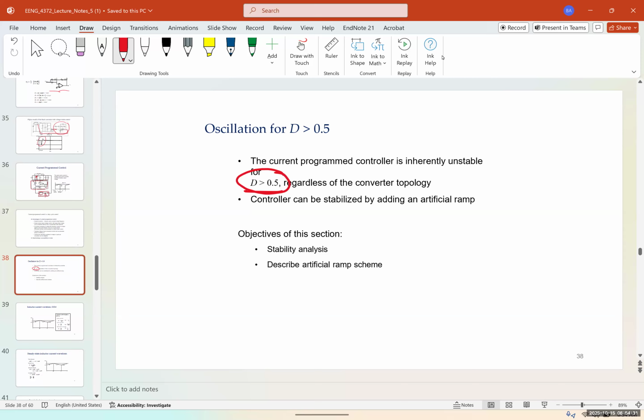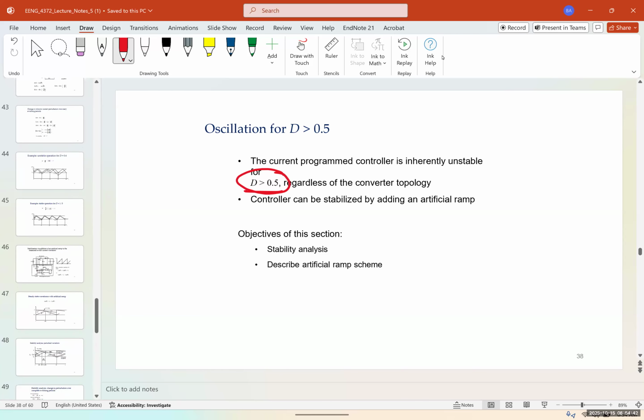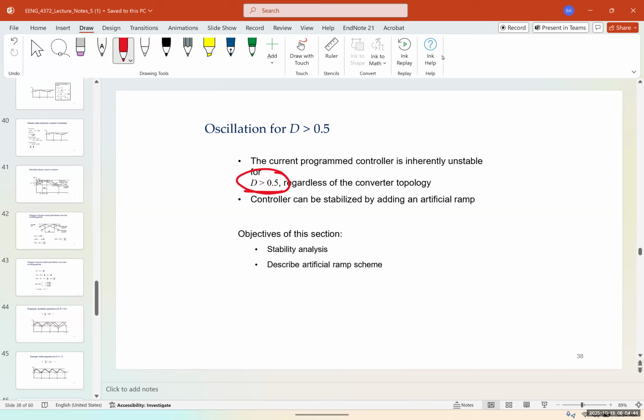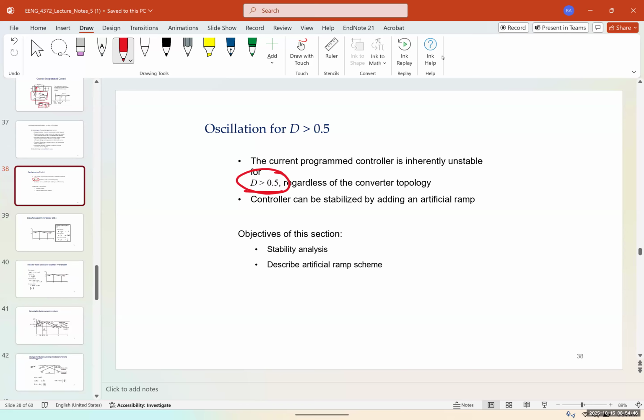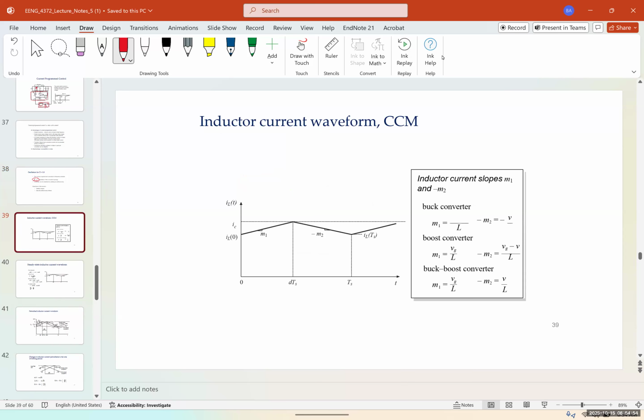The objectives for this section would be stability analysis, which I don't think we have enough time to finish. Let's see if we can finish it. And to describe artificial ramp schematics.